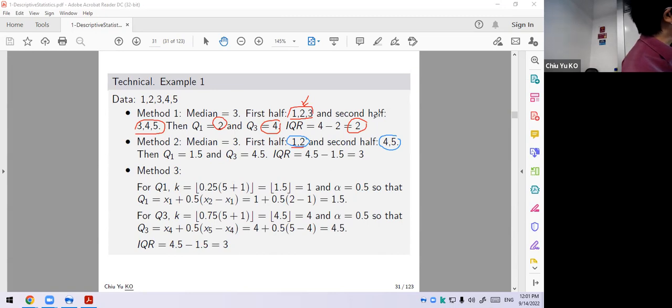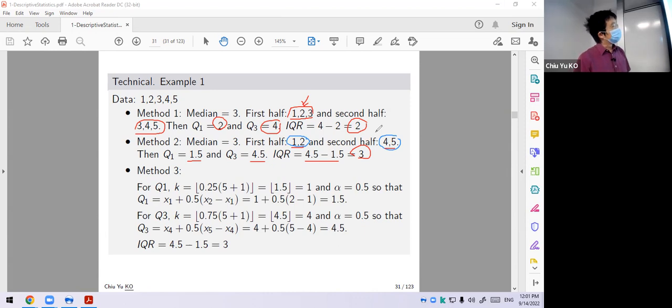And if you don't include the median, you only have 1 and 2, an even number of data, so you just take the average, okay? The average of 1 and 2 gives you 1.5, and the average of 4 and 5 gives you 4.5. The IQR, just the difference, gives you 3, okay? So obviously you can see different methods lead to different results. It's similar in magnitude, but it's not good because different methods give you different results, right? But anyway, this is how you do the IQR using method number 2.